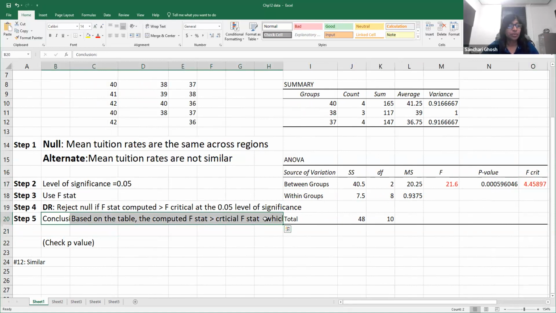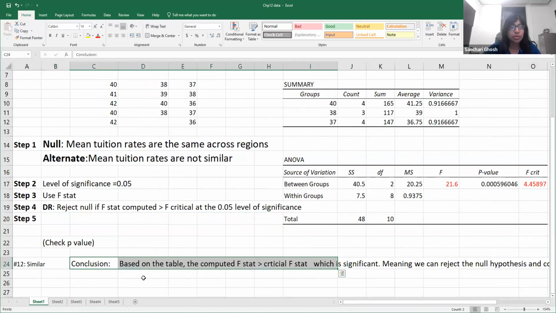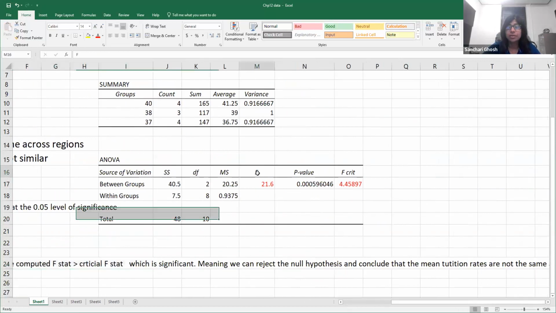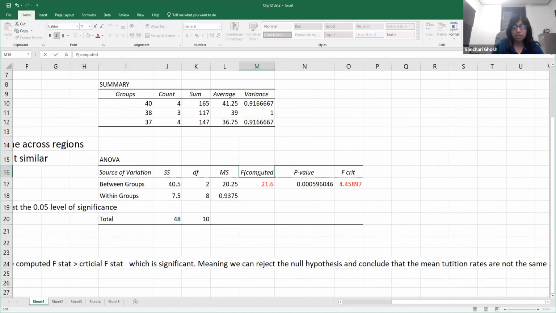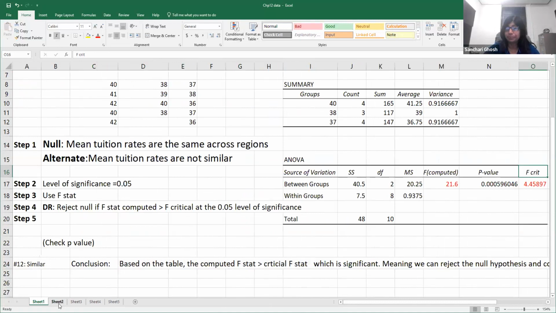So here the conclusion would be, let me write this down: based on the table values, the computed F-stat is greater than the critical F-stat. If you forget, please write computed. Excel will not write this for you, just write it as a note, computed. And this is, of course, F critical. So meaning we can reject the null hypothesis and conclude that the mean tuition rates are not the same.